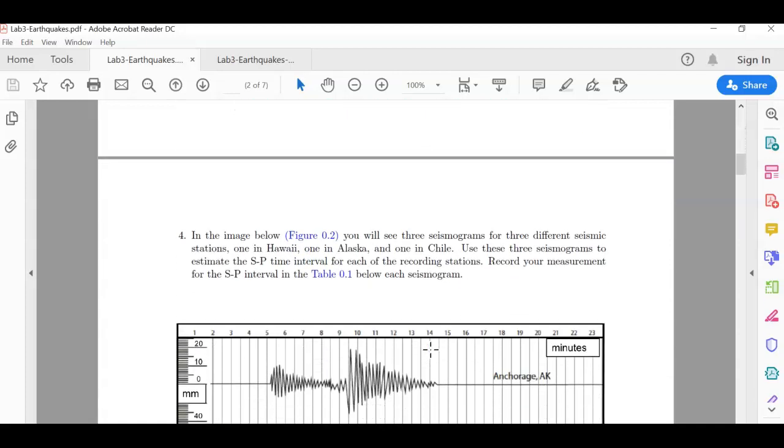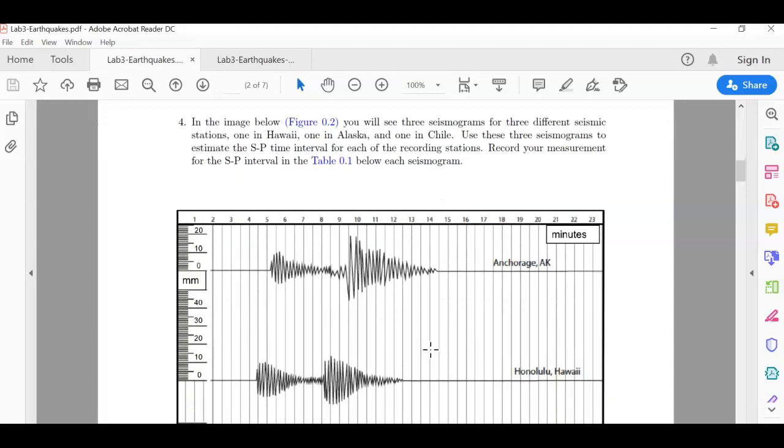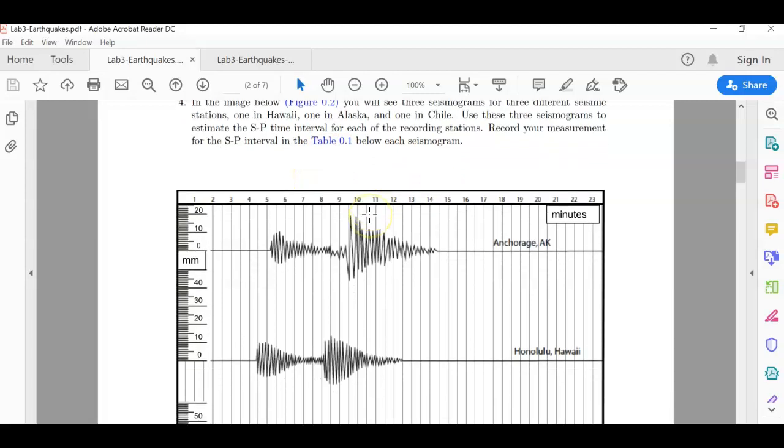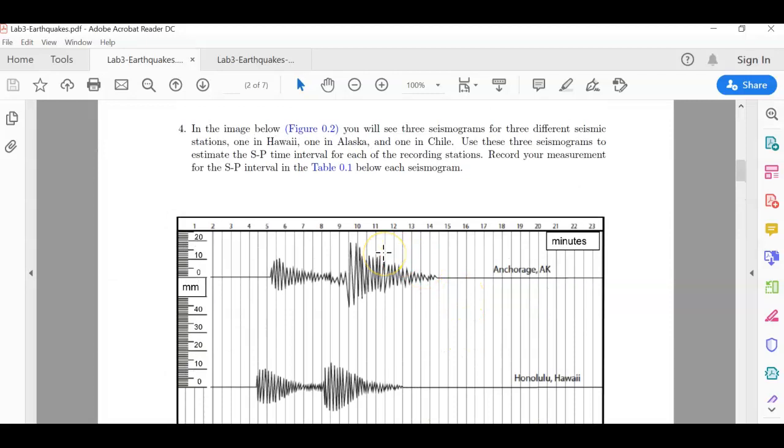Question number 4 says, in the image below, which is titled figure 0.02, you will see 3 seismograms for 3 different seismic stations. One is in Hawaii, one is in Alaska, and the third one is in Chile. You're going to use these 3 seismographs to estimate the SP interval. SP stands for secondary primary wave time interval for each of the recording stations. After you do this, you'll record your measurement for the SP interval in the table below, for each of those seismograms.